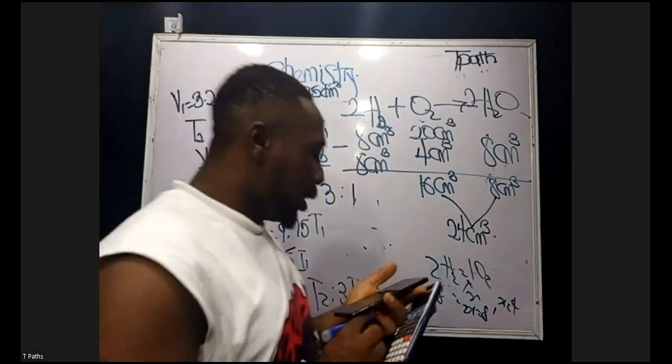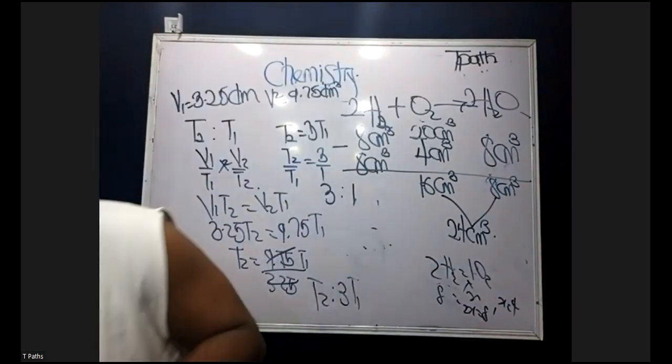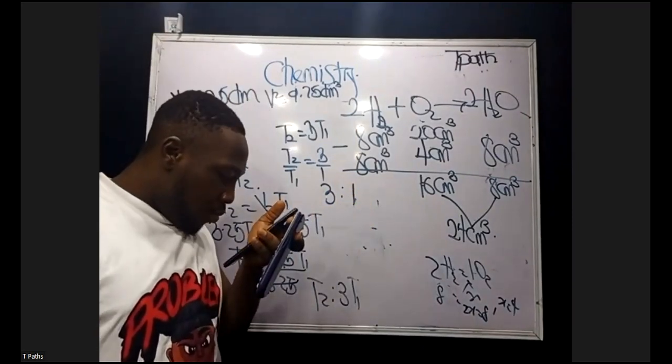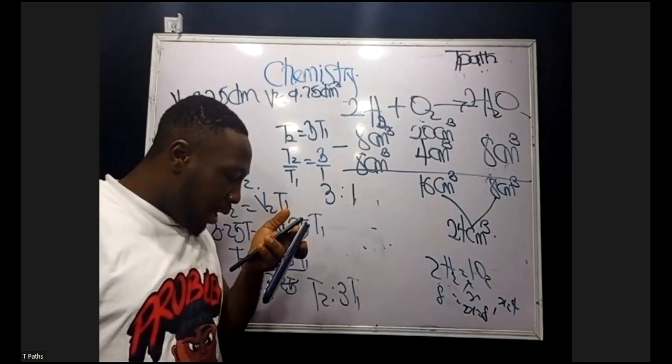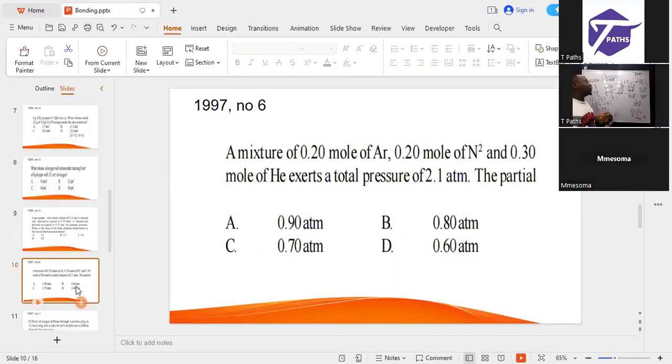The next question says that we are told that a mixture of 0.2 mole of argon, 0.2 mole of N2 and 0.3 mole of H2 exert a total pressure of 2.1 atm. Find the partial pressure. That is a very good question, but the question is not complete. So I will just pick any one of them and explain that concept. Now, this falls under Dalton's law of partial pressure.